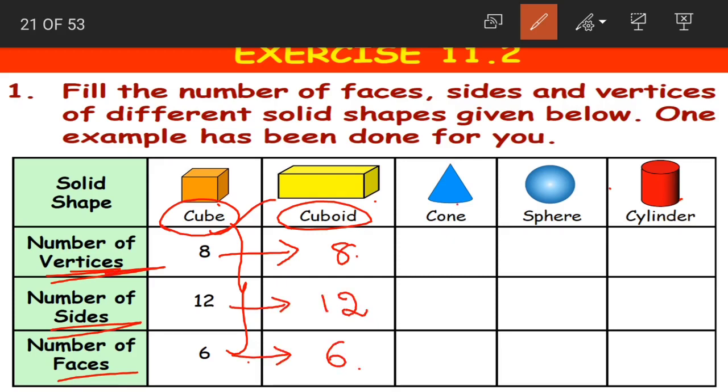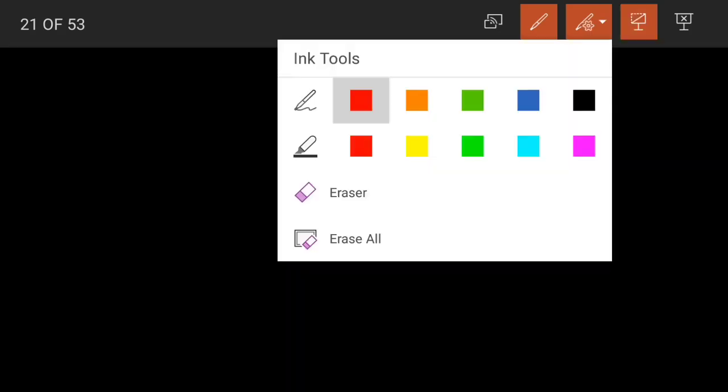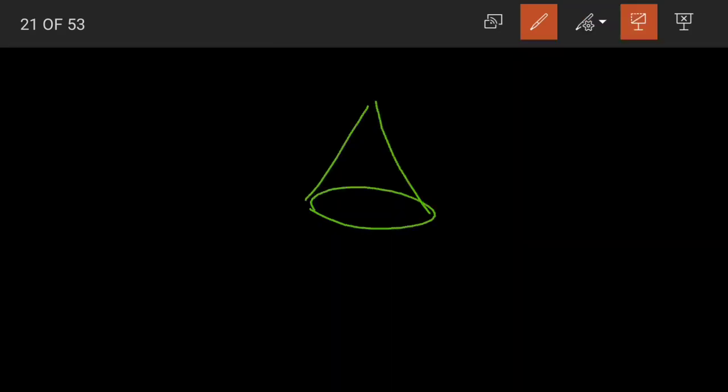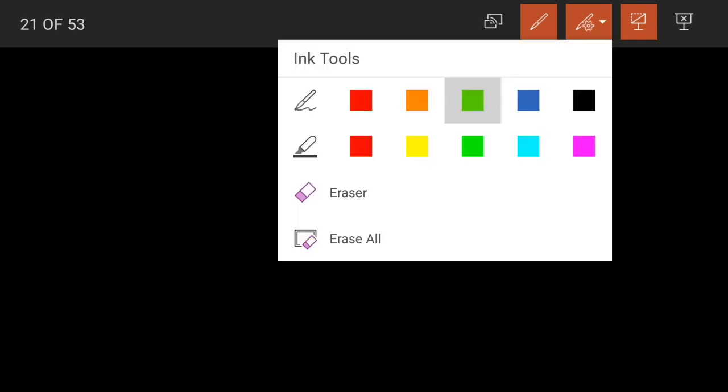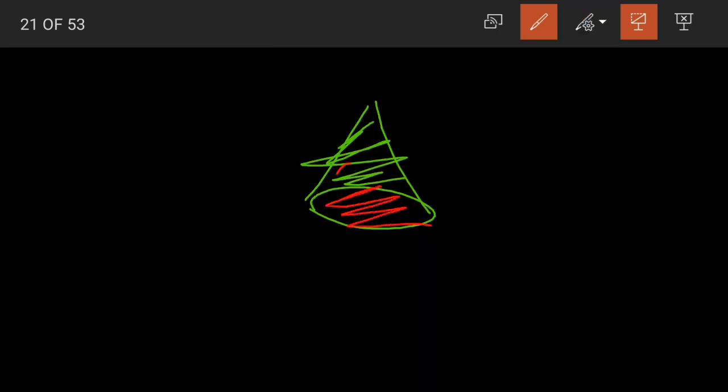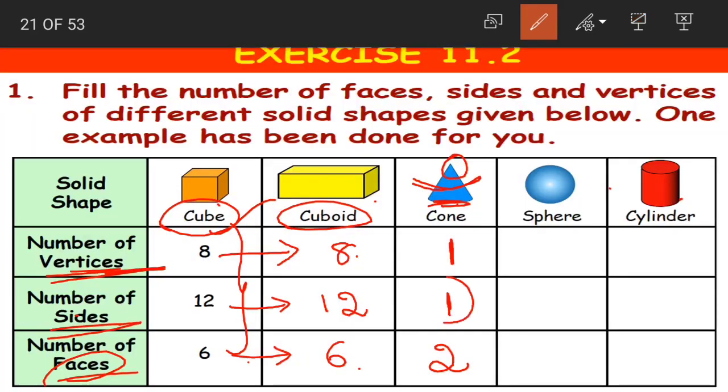Now coming to cone, children, how many vertices does a cone have? Cone has only one vertex. Number of sides, it has one side, one curved side. Number of faces, it has 2 faces, one curved and one flat surface. Wait a minute. This is our cone. So this is our curved surface and this is our flat surface, and these two faces are meeting here. So this line becomes our side, children. So cone has one side, one vertex and 2 faces.